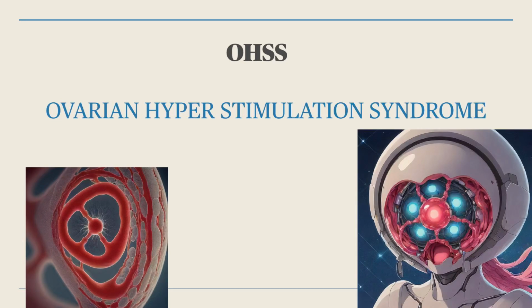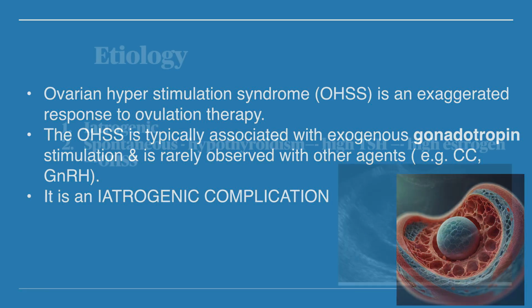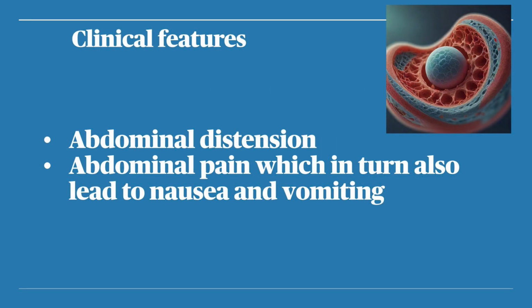Talking about ovarian hyperstimulation syndrome, OHSS. This syndrome typically occurs in patients taking luteinizing hormone for ovarian stimulation for in vitro fertilization. So it is an iatrogenic complication, and the patient will give a classical history of taking luteinizing hormones. The patient will come to your clinic with severe abdominal pain, abdominal distension, and the pain may even cause nausea and vomiting.